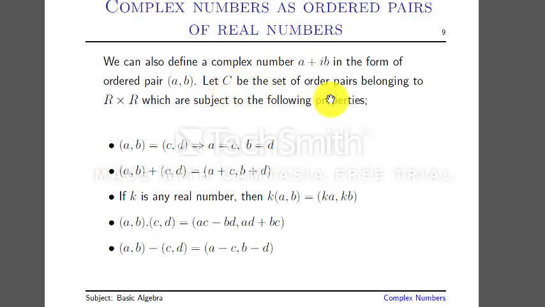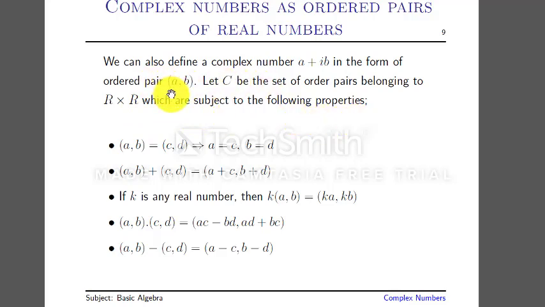Let C be the set of ordered pairs belonging to R cross R, because R cross R is the Cartesian product of two sets of real numbers, and the Cartesian product contains elements which are of the form of an ordered pair. So (a, b) belongs to the Cartesian product R cross R, because a belongs to R and b belongs to R, and when we take the Cartesian product of R cross R, the elements are of the form a cross b. So (a, b) belongs to R cross R, which are subject to the following properties.